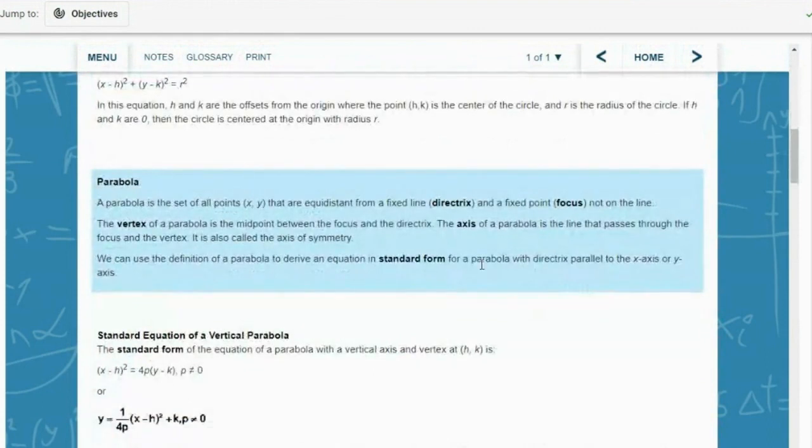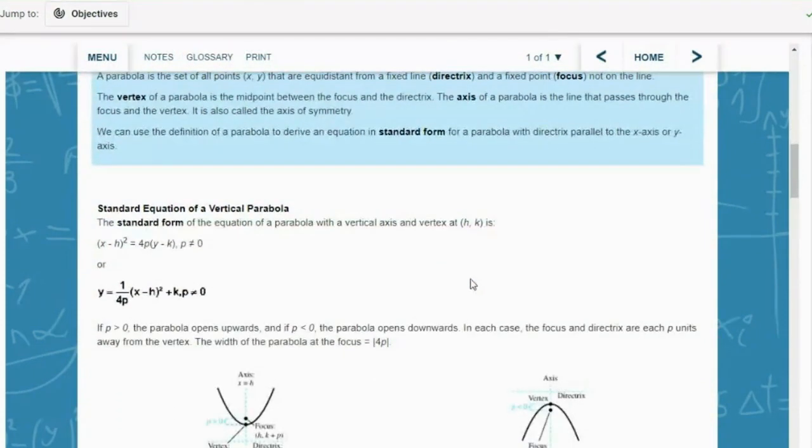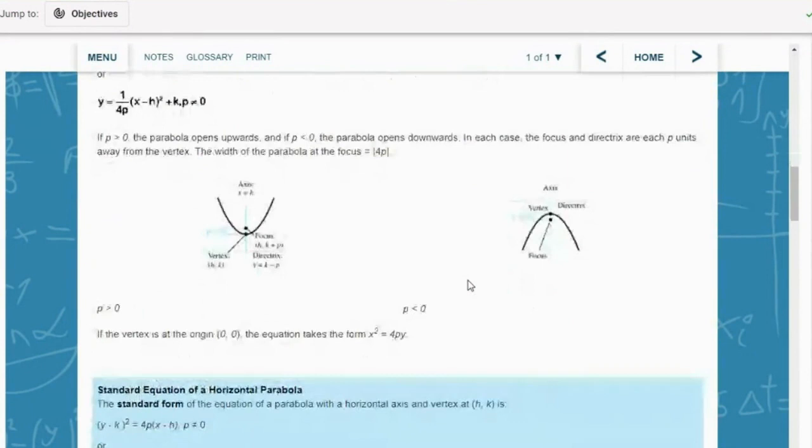All right, conics. Standard form, vertex. Of the width of the parabola at the focus. They just called it something different. It's the absolute value of 4p. The absolute value of 4p is the focal width, the width of the parabola at the focus.